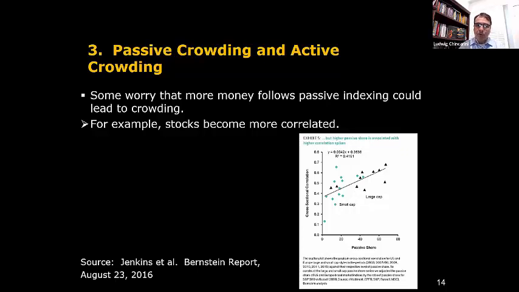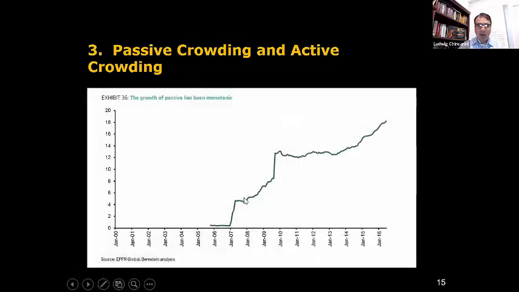So this graph I stole from one of his or their papers, the group's. And it just simply shows that maybe as passive management grows, there could be more correlation between the stocks that they're buying in these market cap passive portfolios. So there may be some crowding going on. And in fact, if you look at the growth in passive management, it's been growing. We all know that. This is not a surprise. But there's a nice graph.